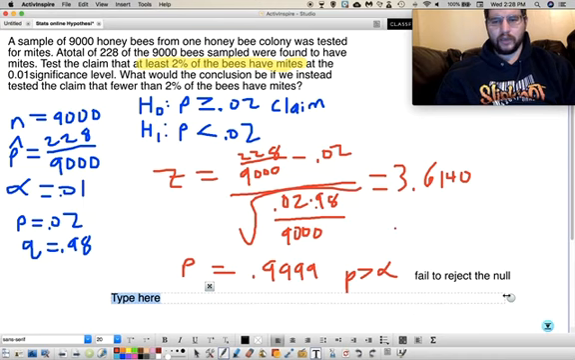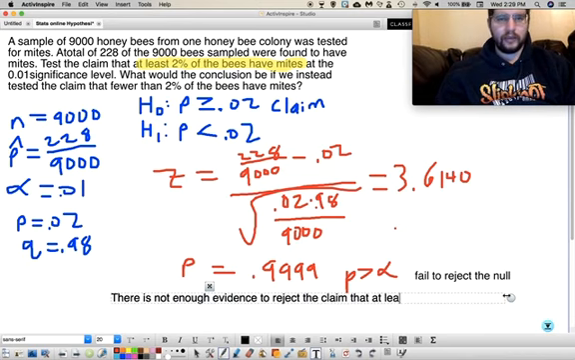And if we fail to reject the null, and our claim is in the null, there is not enough evidence to reject the claim that at least 2% of the bees have mites.